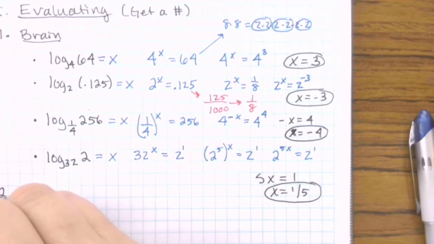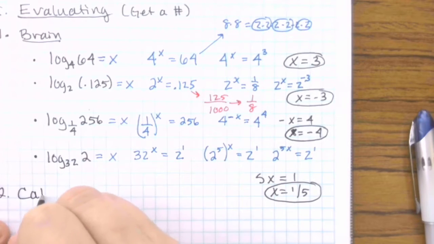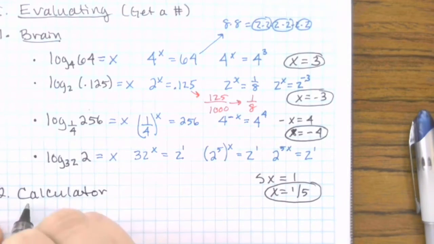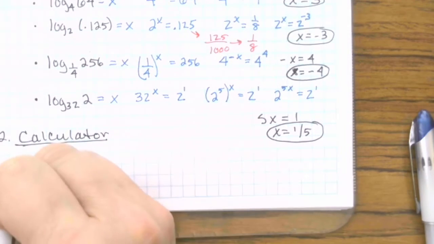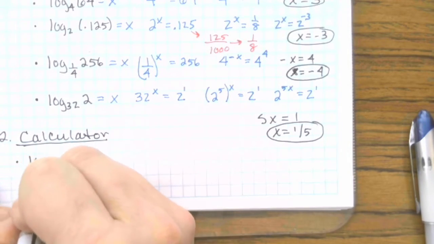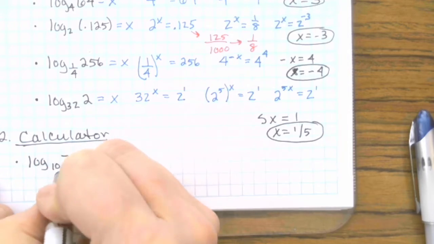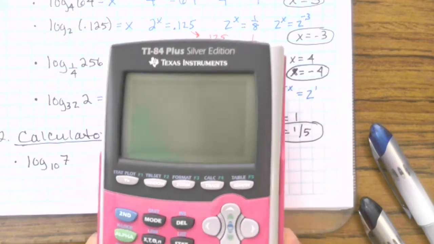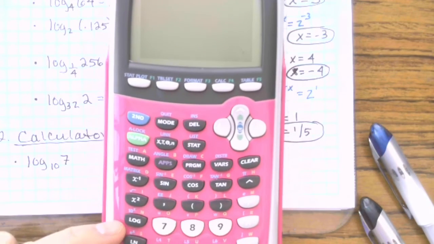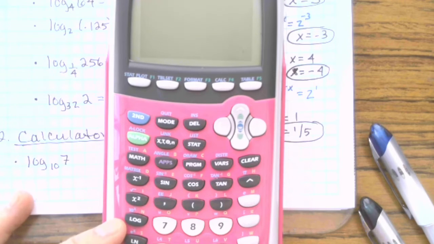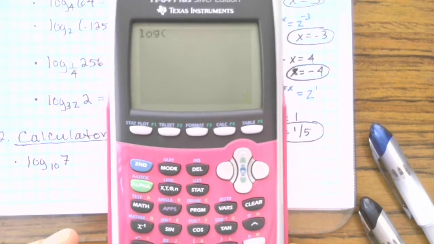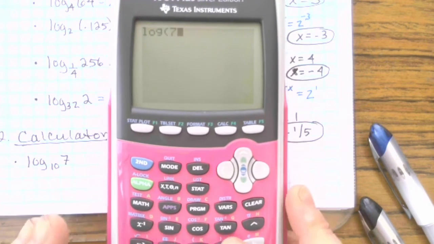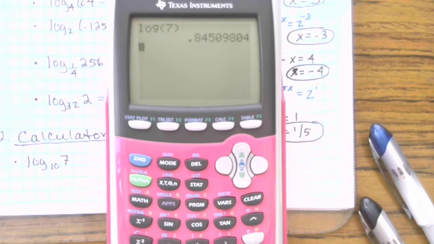All right, so number 2, we're going to do calculator practice. And we're going to do the practice problem, log base 10 of 7. So if you look at your grapher, you have a log button here. It just says log, and that is automatically a base 10. So if you're trying to find log base 10 of 7, you just press log. It's already base 10. Press the 7, enter.